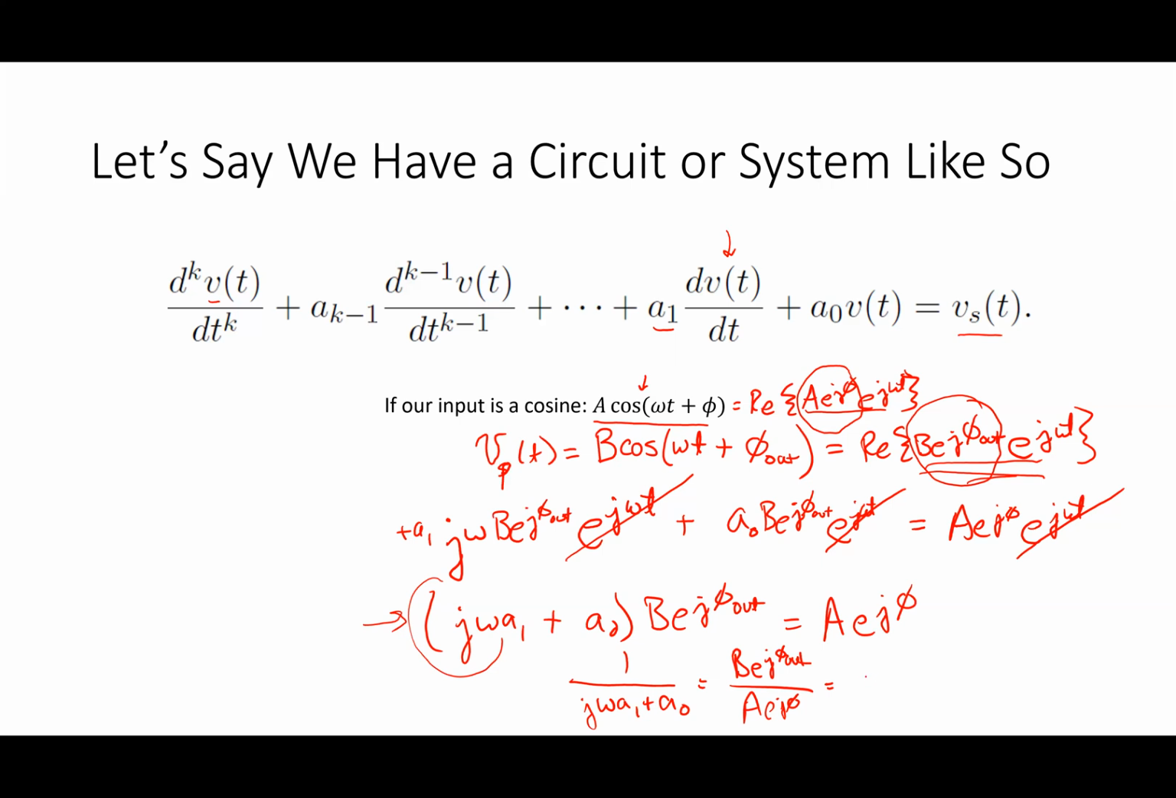All right, we're going to go over this more slowly on Tuesday next week. But this guy here looks like it's the Fourier transform of my input. So in this case, Vs of t was my input. This guy is the Fourier transform of my input. B e to the j phi out is the Fourier transform of my output. So I called that V P omega, like that. And this thing right here is a function of omega. And this thing I call my transfer function.